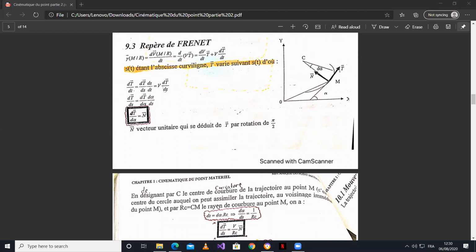Okay, perhaps that's a new word for some of you. When you see rayon from now on in mathematics and physics, it's radius. Le rayon d'un cercle, it's the radius. So we have RC denoting the radius of this point.